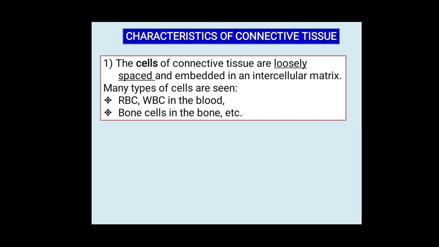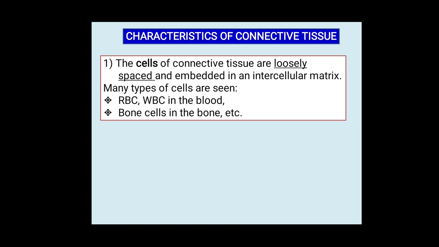Very important, जब हम किसी भी टिश्यू की बात करते हैं तो हम उसके सेल्स की बात करते हैं. So in connective tissue, the cells are loosely spaced. Means दूर दूर हैं ये cells. And there is some space between them. And that space is not an empty space. Something is filled in that space. And that is called matrix. Intercellular matrix. Okay, we'll come to that also. But what is important is that they are loosely spaced.